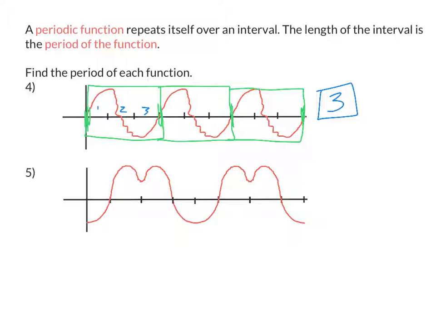We can do the same thing in 5. Here, if we start there, it repeats after 4 units this time. So you can see how each rectangle looks the exact same. So my period for this one would be 4, as we go over 1, 2, 3, 4 units to get there.